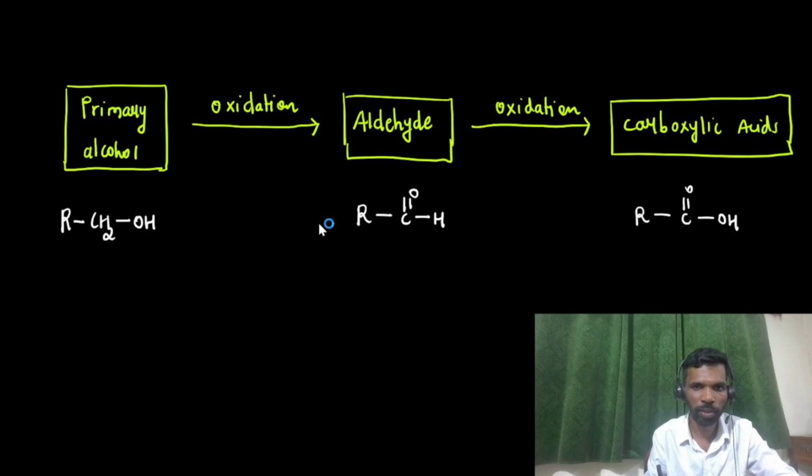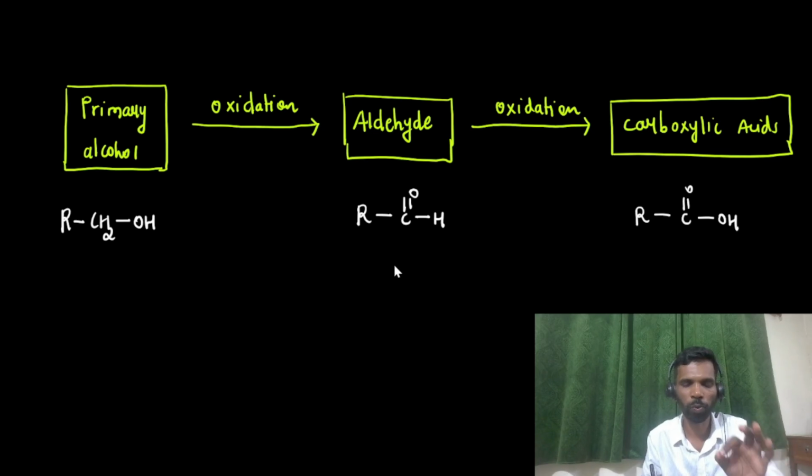Now, I have written this is a primary alcohol to an aldehyde. This is an oxidation happening. Why am I calling the conversion of primary alcohol to aldehyde an oxidation? You see that there is one carbon, there is an R group. Here there are three hydrogens, but here there is just one hydrogen. One oxygen, one oxygen. The number of hydrogens over here is less, which means there is removal of two hydrogens.